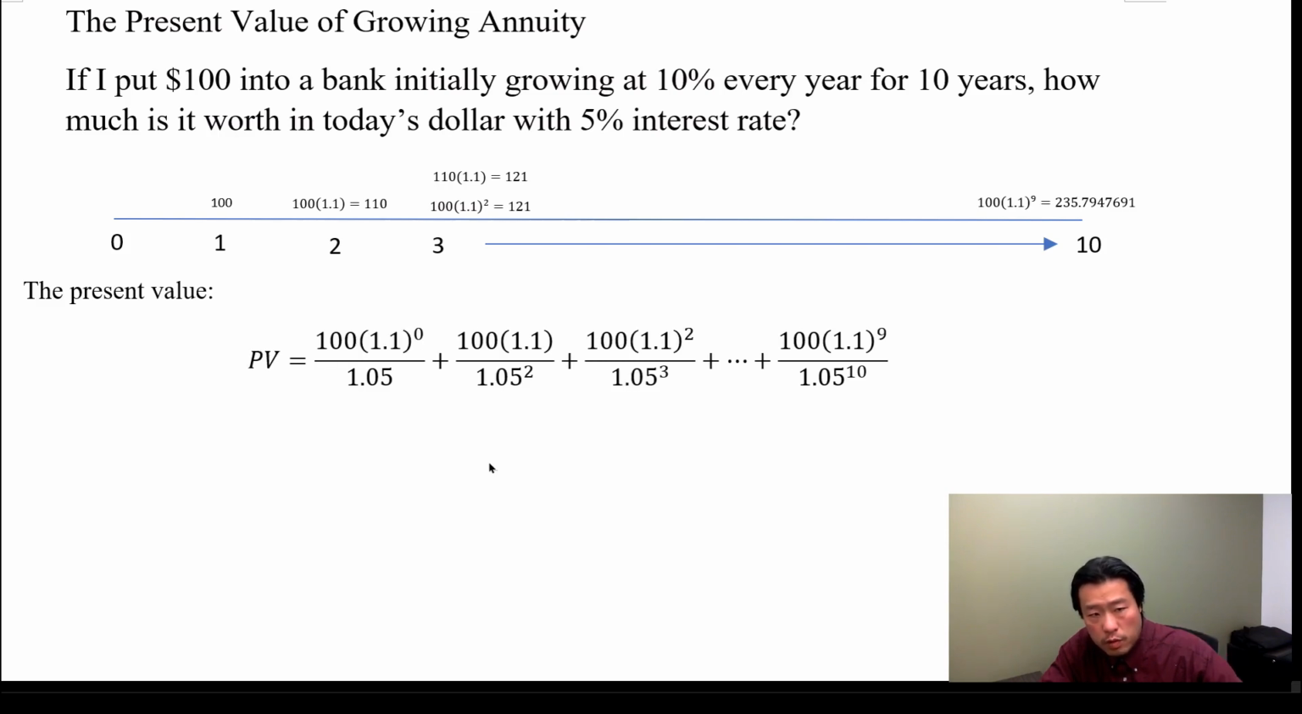Notice that 1.1 to the power of 0 is just 1. Focus on the numerator. It is 100 multiplied by 1.1 to the power of 0, and then 1.1 to the power of 1, and then 1.1 to the power of 2, until you get 1.1 to the power of 9. In the denominator, you get 1.05 to the power of 1, and then 1.05 to the power of 2, and then 1.05 to the power of 3, until you get 1.05 to the power of 10.